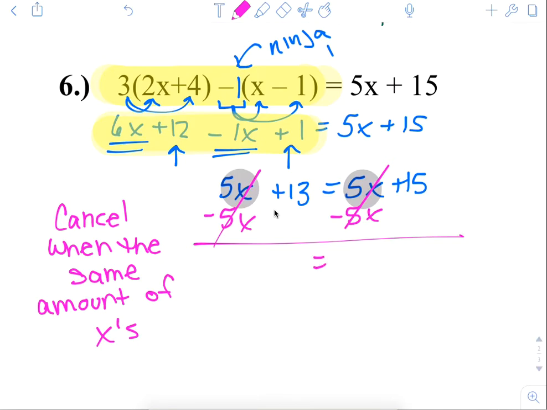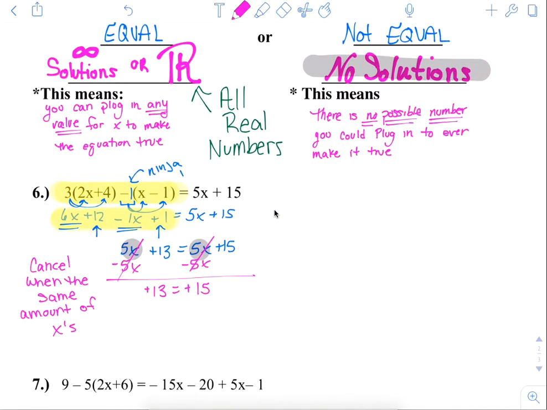Do I still have a number on both sides? Yeah, I still have my 13, it's a positive. I still have my 15, that's a positive. And so I'm ready to ask myself, because that's not an answer. Our goal is to solve for x. That's not an answer. I need to tell you, are the values equal or not equal? They are equal. So when you make your answer, you would be able to say there are infinite solutions.